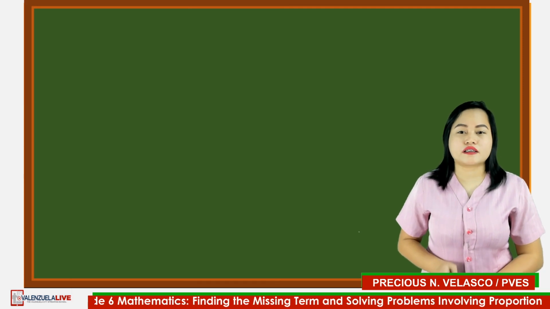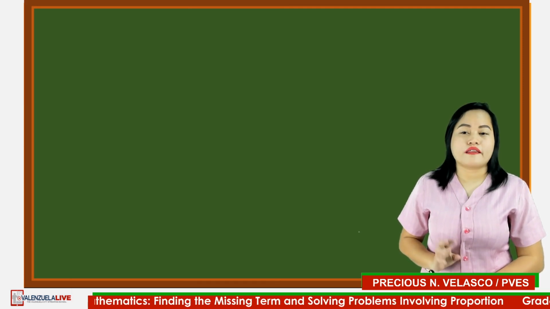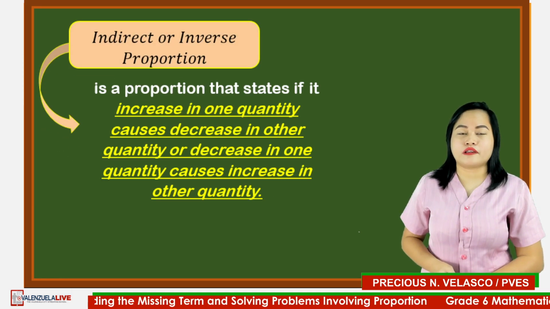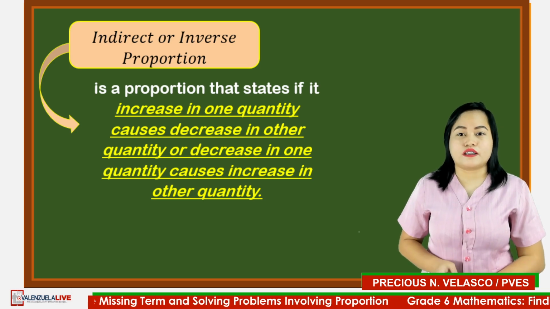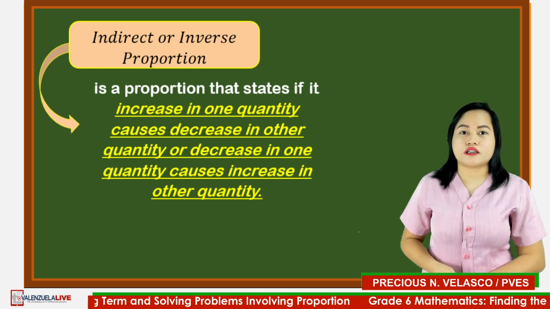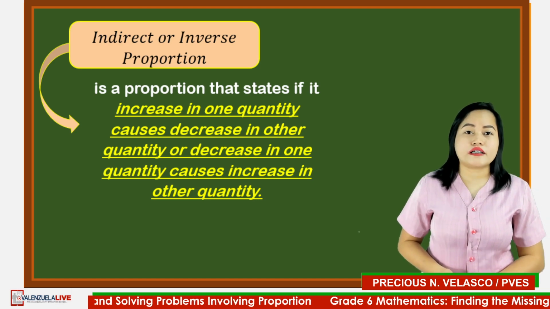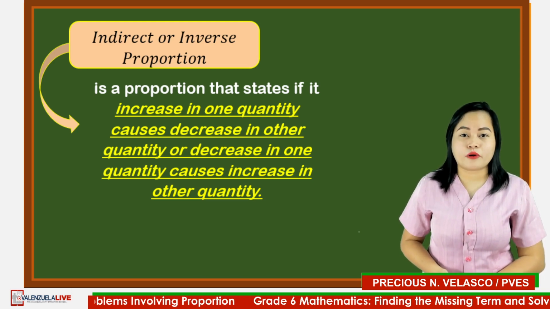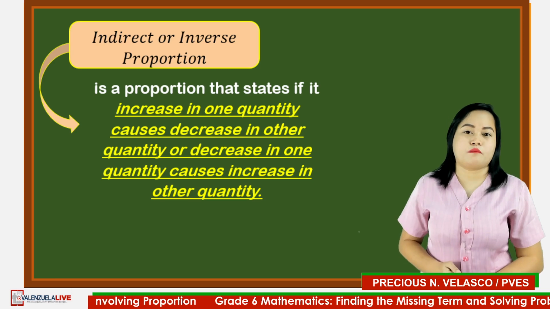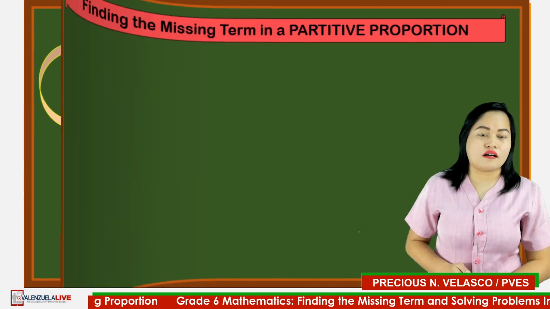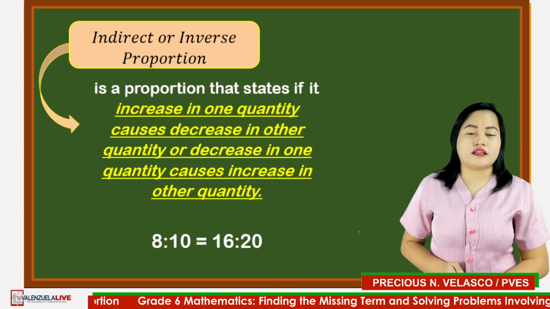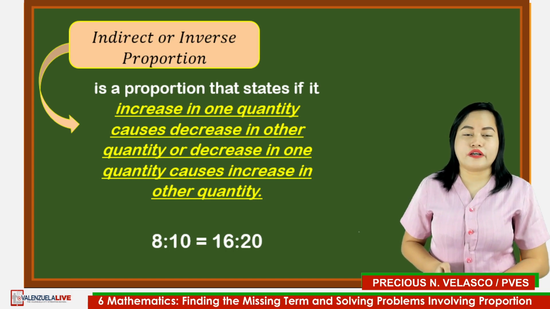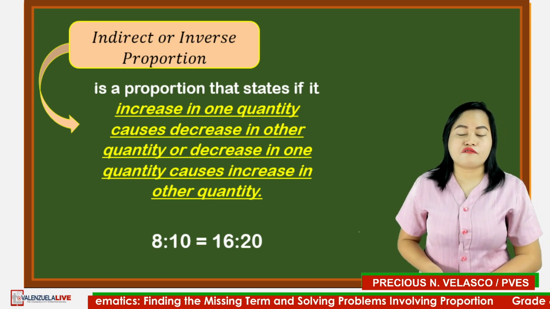Okay, so this type of proportion is what we call the inverse or indirect proportion. It is defined as a proportion that states that an increase in one quantity causes a decrease in the other quantity, or a decrease in one quantity causes an increase in the other quantity. Like what happened in our previous problem. We have 8 is to 10. Since we have additional men, 16 is to 20 is the number of weeks. So there is a decrease in the number of weeks for their food to last.